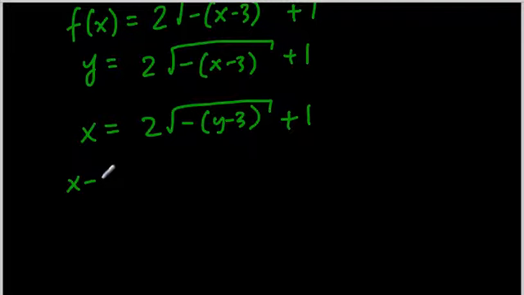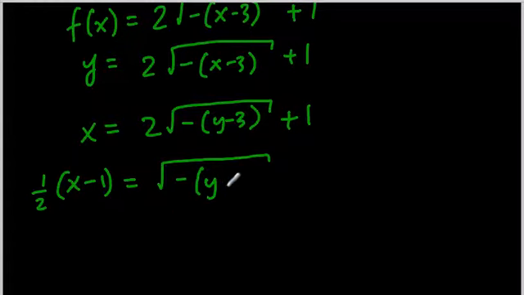So it's going to be (x − 1), and since I'm dividing by 2, that's just going to be half. So this is equal to (1/2)(x − 1) = √(−(y − 3)). I'm sort of jumping steps here, but I want to get this done quickly, and you should be able to do that mentally: subtract 1 and then divide by 2, and that's how you get this expression.